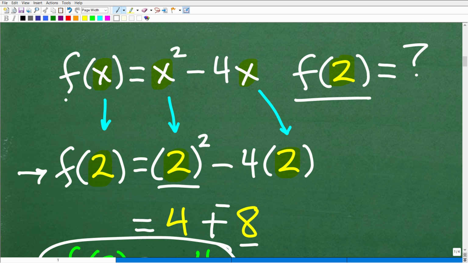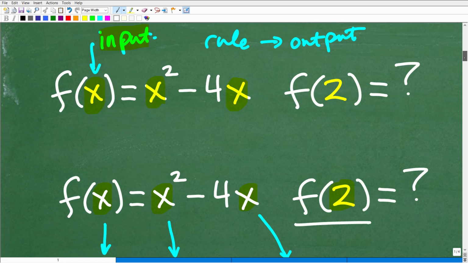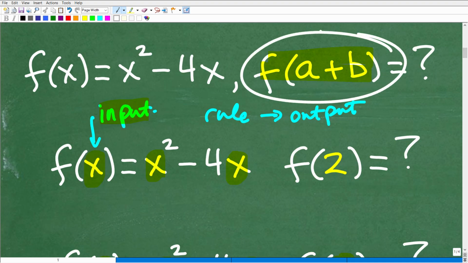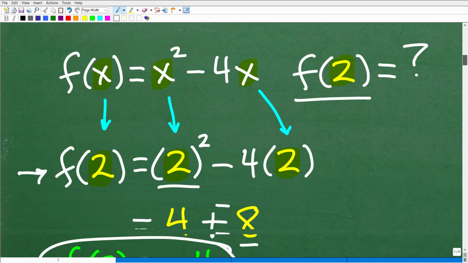So if you understand what I just did with f of 2, or to evaluate this function for f of 2, well, then we're going to basically apply the same concept to find f of a plus b. I'm going to show you that right now.